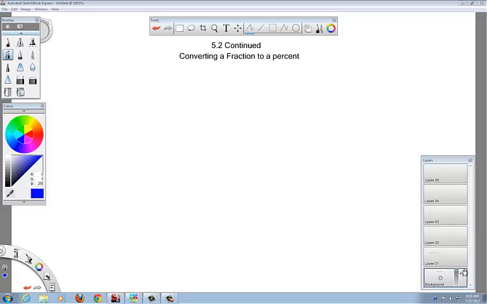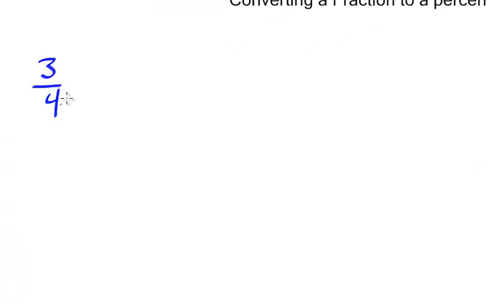Couple more little things that I had to include on a separate video because this is how to convert a fraction to a percent. Much easier, just a couple steps. You can do pretty much all of them the same way except for one exception, which I'll show you. Let's get started. The first type, let's look at a proper fraction first, like 3/4.